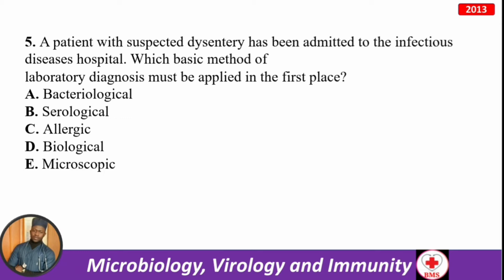A patient with suspected dysentery has been admitted to the infectious disease hospital. Which basic method of laboratory diagnosis must be applied in the first place? Right, so we are suspecting a dysentery, right? Dysentery is usually caused by Shigella dysenteriae, and you should know that this bacteria Shigella is always pathogenic. It's not part of our normal intestinal flora, right? So what do we need to do? We need to isolate this single type of bacteria from a source that contains many, right?